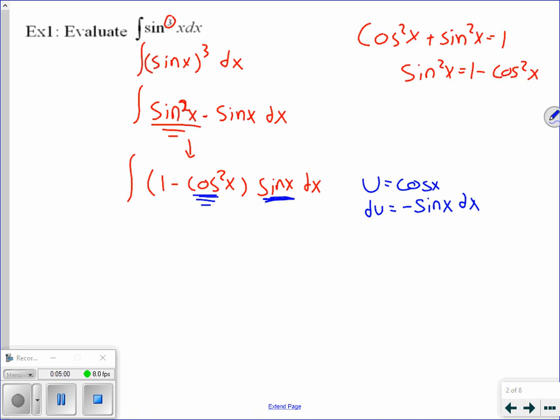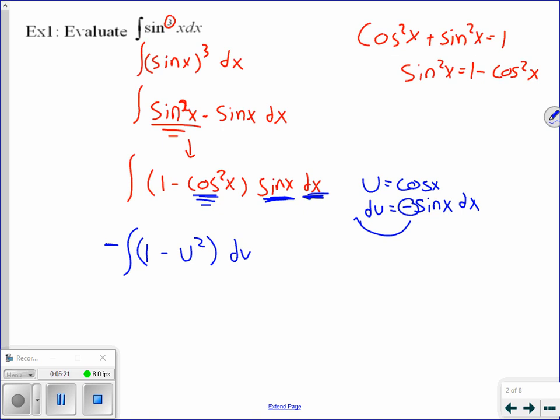And here's the sine of x, and here's dx. The only thing is that the negative is going to come out on the outside. So this works out pretty good for us. We got negative on the outside, 1 minus, instead of cosine, it's u squared. So put that in parentheses. And then the sine of x dx just becomes du.